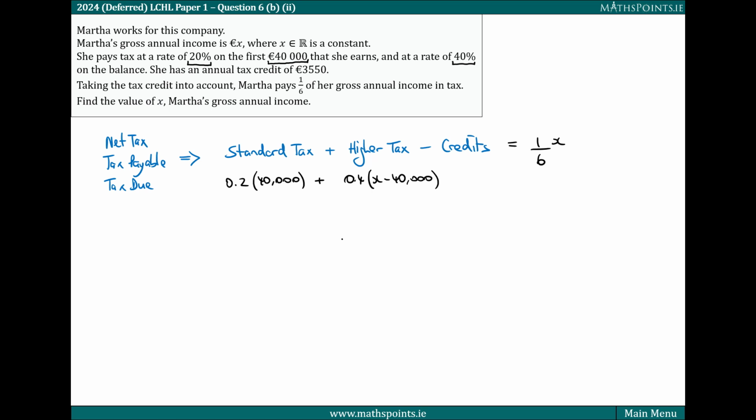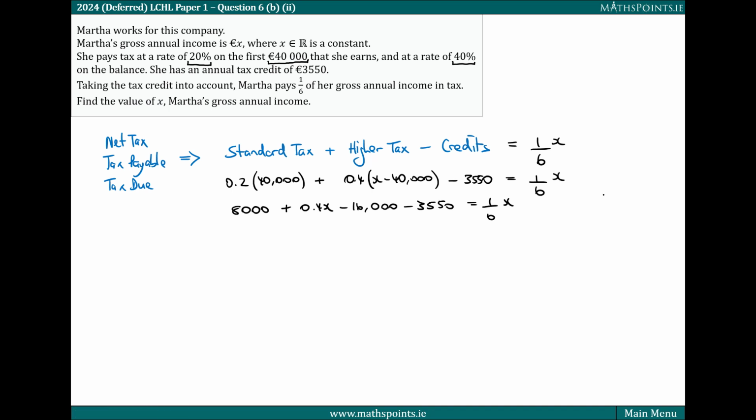So when we add the tax paid at the standard rate to the tax paid at the higher rate, that's called our gross tax. We subtract from that the tax credits, and it's that amount that's equal to 1/6 of Martha's gross wage. So 20% of 40,000, the amount of tax paid at the standard rate, is 8,000 euros. Plus, now we're going to expand the brackets by multiplying here. 0.4 by x is 0.4x. 0.4 by 40,000 is 16,000. And then we minus the tax credits, 3,550. And that's equal to 1/6 x.